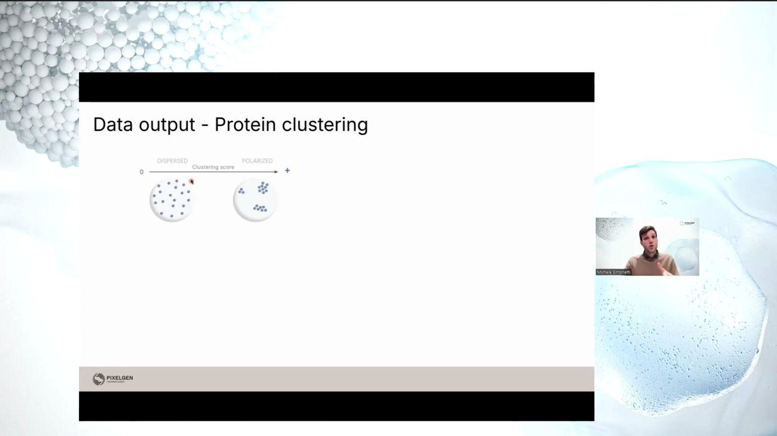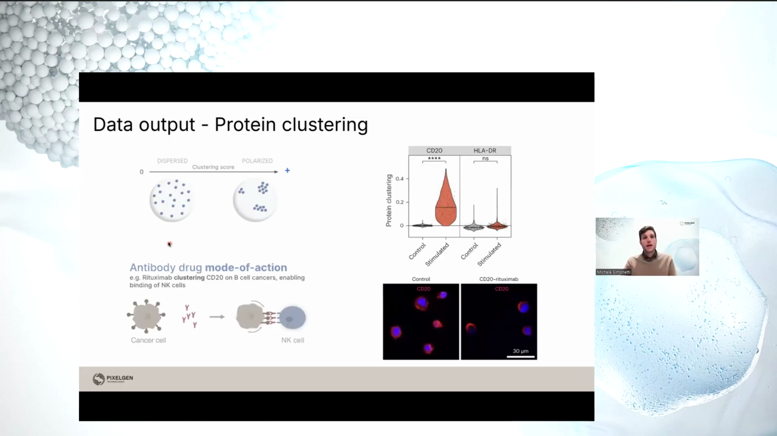And to show you how this works in a real case scenario, we look at the antibody drug mode of action of rituximab, which induces the clustering of CD20 on B cell cancers and enables the binding of NK cells to initiate cell killing processes. So when we look at the protein clustering for CD20 on the stimulated cells, or cells treated with the antibody, we can detect a higher clustering score compared to the control. We also have here a negative example where there is no difference between the control and the stimulated sample.